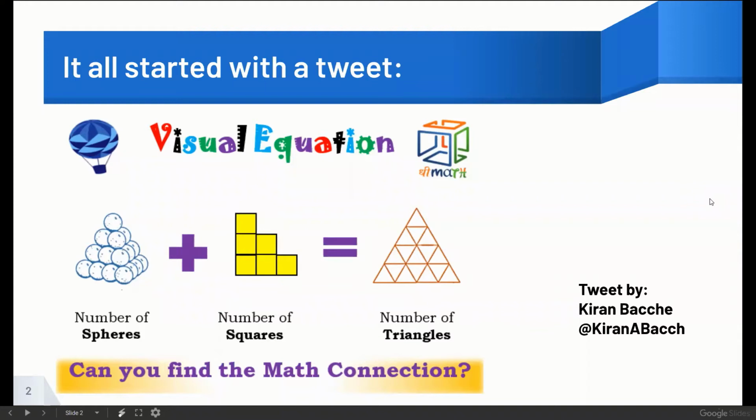It all started with a tweet on Twitter. This nice graphic was given. Number of spheres plus number of squares equals number of triangles. And I like counting problems like this, so I fiddled with it for about half an hour and I couldn't get it to work.